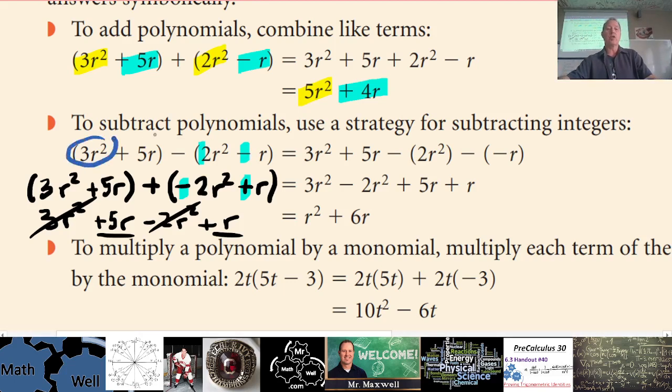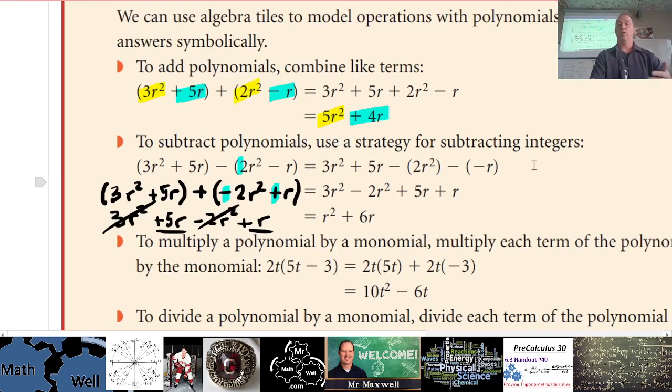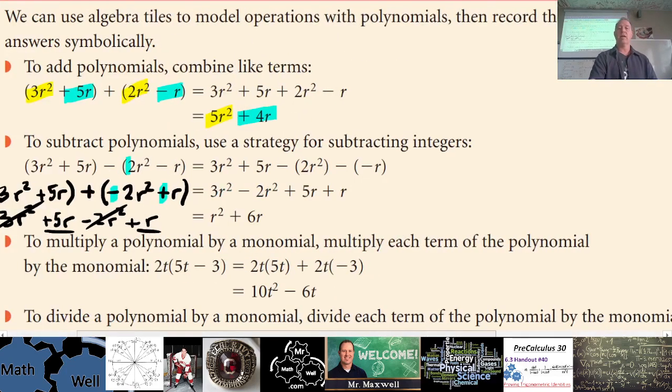I just do 3r squared minus 2r squared. That's easy. That's 1r squared. And then I say 5r minus a negative r. You see, minus a negative. That's 5 plus 1r is 6r plus 6r. So you don't have to rewrite it, but it's the same as rewriting it as a positive and switching all the signs. And again, if you want to look at the full lesson on that, you certainly can, or talk to me about that later.